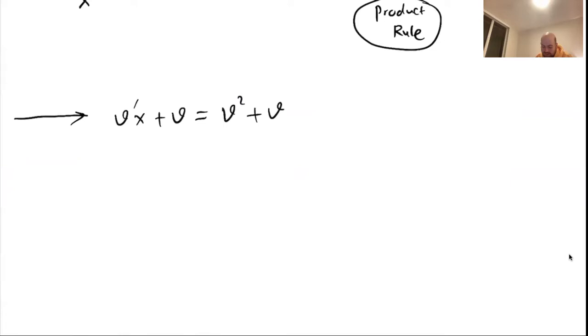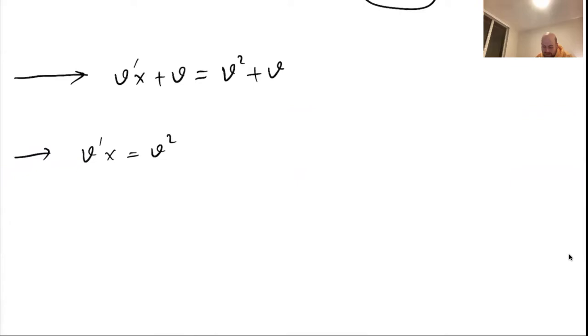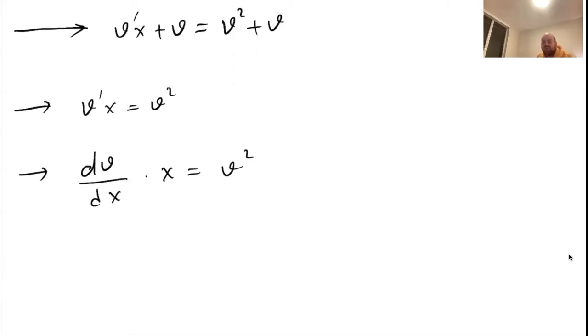And then v cancels with v, so I can say this is v prime x equals v squared, which I can also write as dv over dx times x equals v squared. Now, again, like previous examples, we want to divide by v squared to take advantage of having a separable equation. So this is a separable equation in terms of v, of course. We have to divide by v squared.